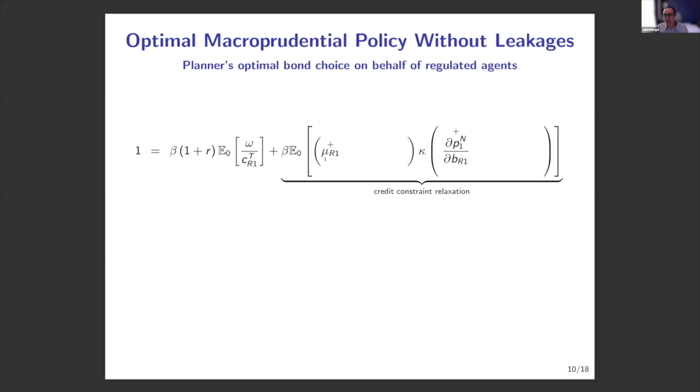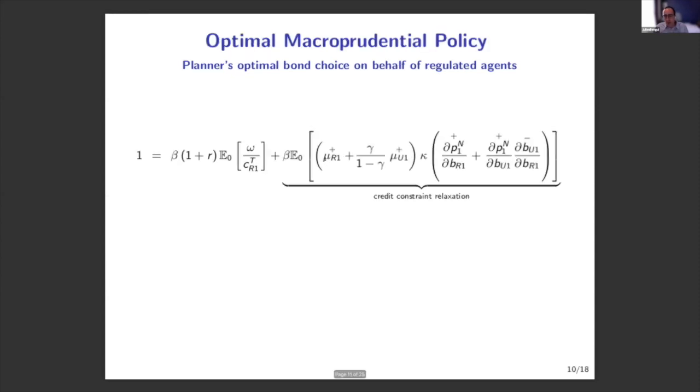So what are the leakages going to change here? So leakages are going to change essentially two things. One is that that first price effect is going to become more complicated because there'll be some leakage, in the sense that more wealth or less borrowing for regulated is going to support the price directly, but it's also going to lead to more borrowing for unregulated, which will actually undermine the price or lower the price.